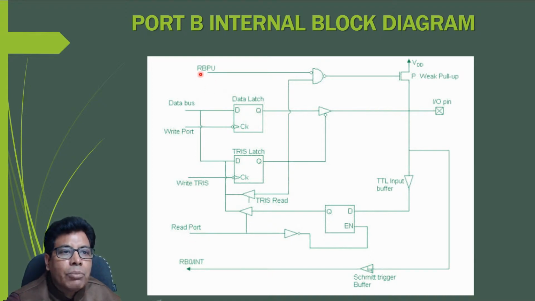So this is the RBPU pin, which is active low. When we clear it, then this will be enabled, and we get the weak pull-up resistors.